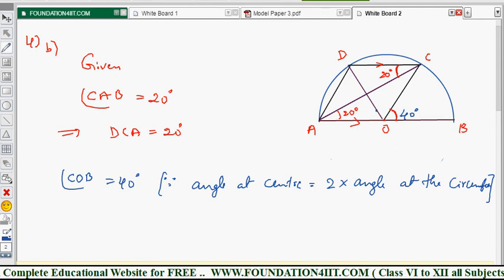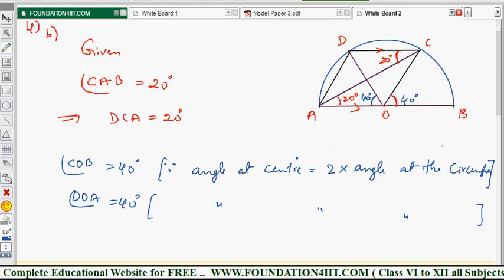Now, the angle at the center is double the angle at the remaining part. So this also must be 40, because on this side AD is the arc, and the angle subtended at the center is double that at the remaining circumference. So it's 20, which means this also must be 40. Same rule: DOA is also 40 degrees and the reason is the same.